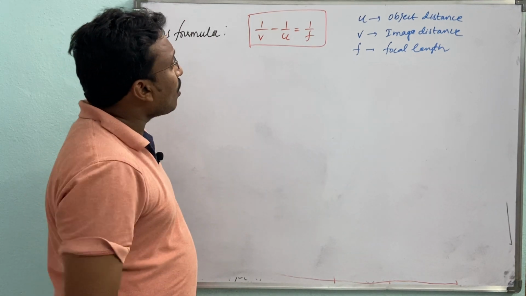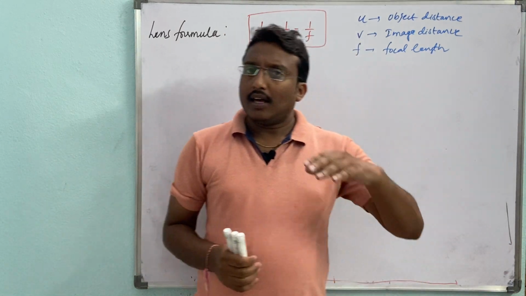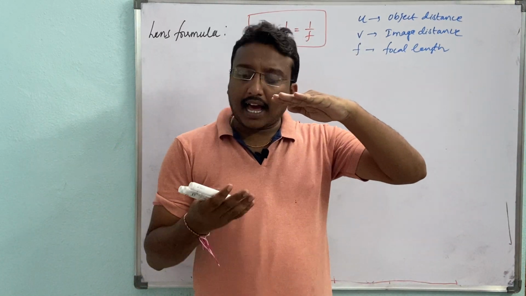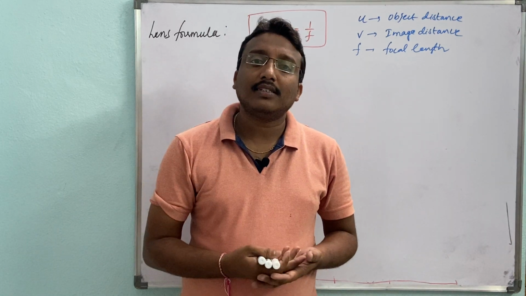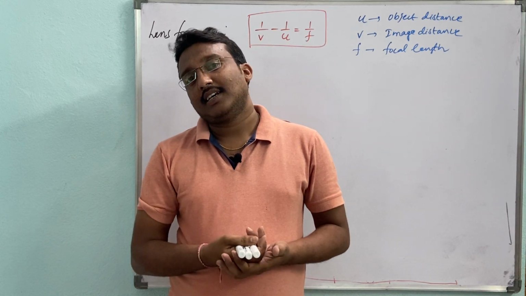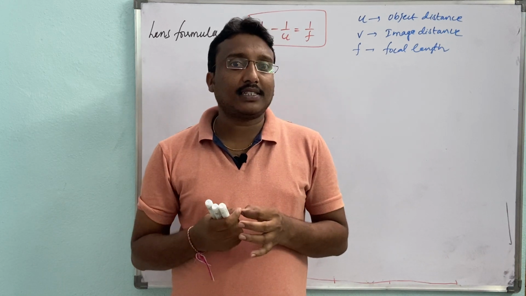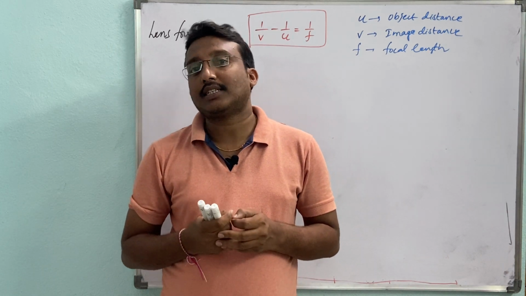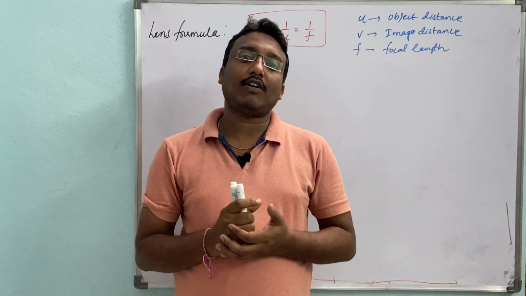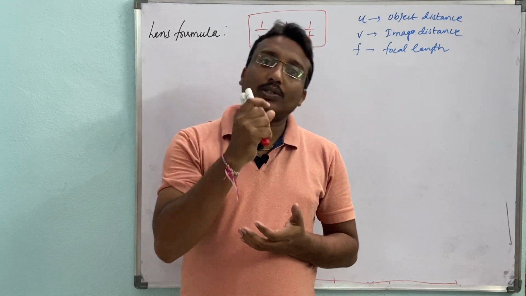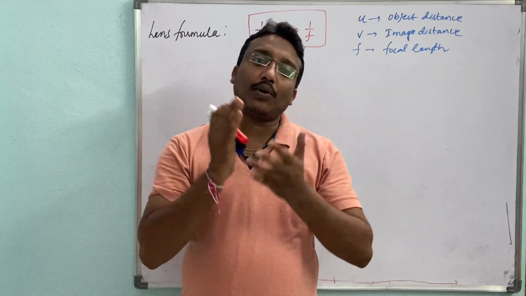One more thing. The height of the image and the height of the object are not always the same with a convex lens or a concave lens. A convex lens gives sometimes a point-size image, sometimes diminished, sometimes the same size, sometimes enlarged. With the concave lens, we always get a diminished image only.